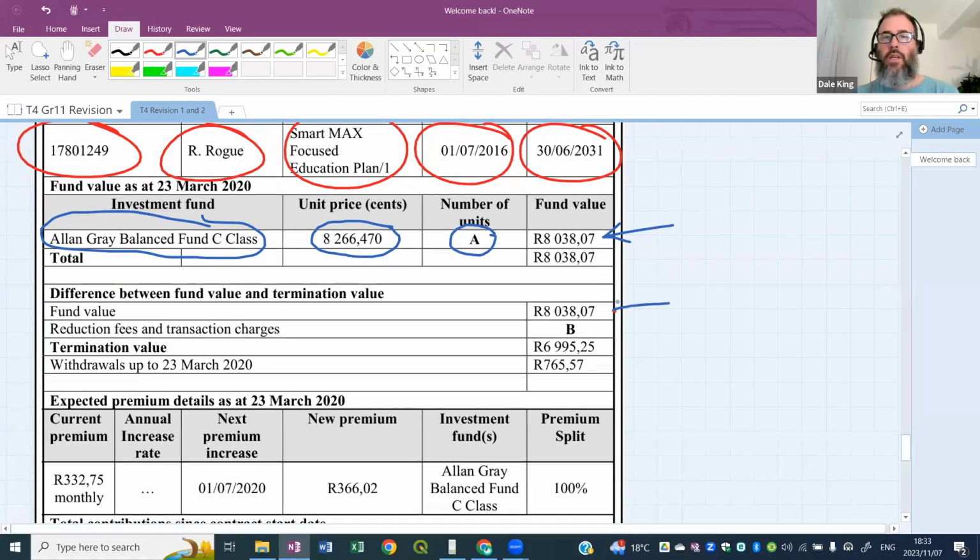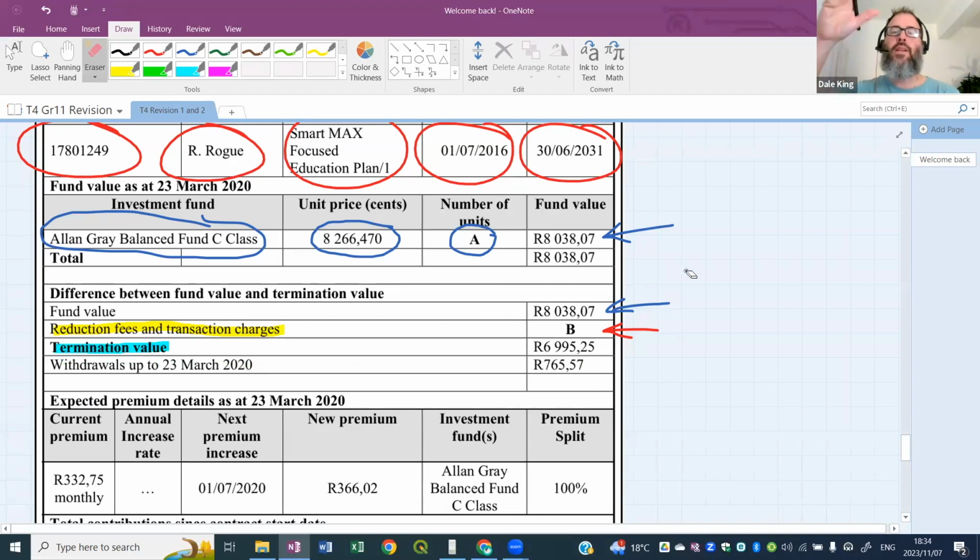Rogue. But we have some reduction fees and transaction charges that we have to charge you for terminating, which will be at B. Therefore, Mrs. Rogue, your termination value, which is this one here, is 6,995 rand and 25 cents. So that's what you're going to get if you terminate now, Mrs. Rogue. By the way, Mrs. Rogue, we also see that you have made withdrawals already on this fund on a certain date, and that's how much you withdrew. I hope you guys understand all this.